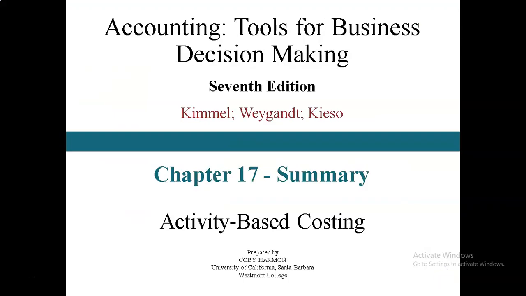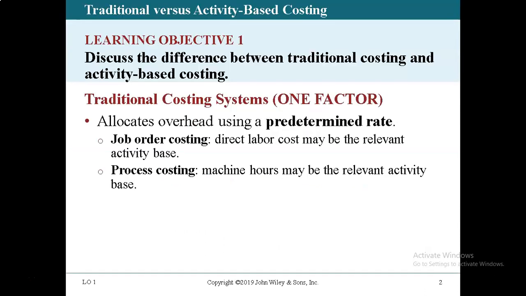Chapter 17. In this chapter, we'll be talking about activity-based costing. Activity-based costing is another type of costing system. Remember, a costing system is designed to figure out how much it costs to make a product. So, we have two kinds of costing systems. First is traditional costing. Traditional costing includes job order costing and process costing.